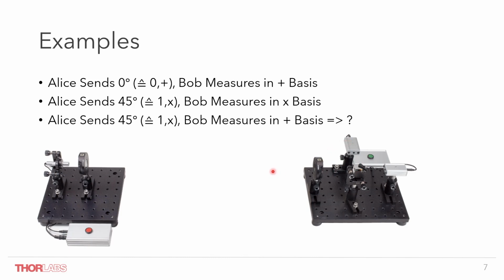Now the third case is where it gets interesting actually. Assume that Alice still wants to send a 1 in the x basis, but Bob measures in the plus basis. And now the question is, what happens here? In the single photon case, a photon would arrive here with a 45 degree orientation on this polarizing beam splitter, which lets 0 degrees transmit and 90 degrees is reflected polarization wise. Now the 45 degree orientation photon comes in here, and what happens in the single photon case is that the photon decides at random which way it's going to take.